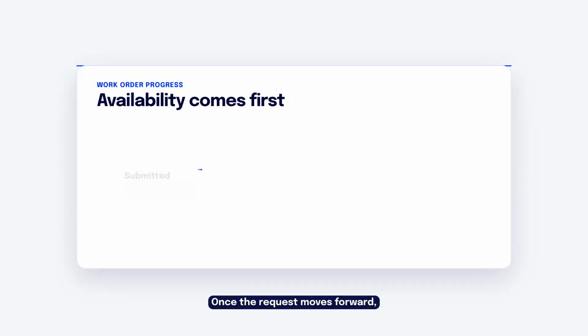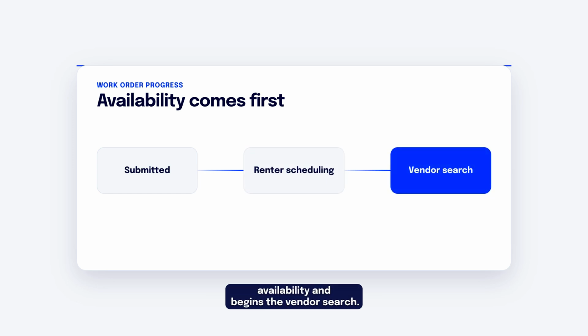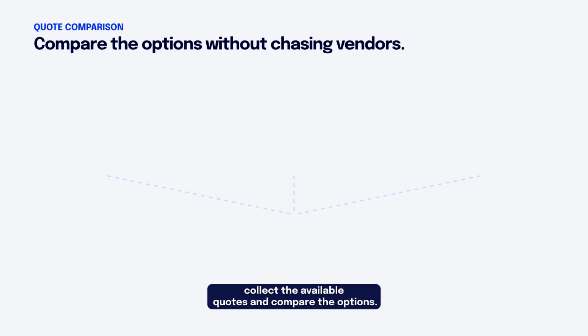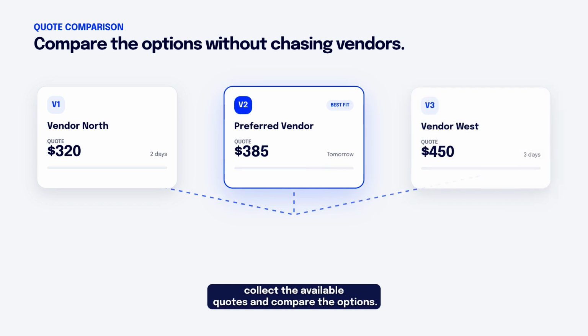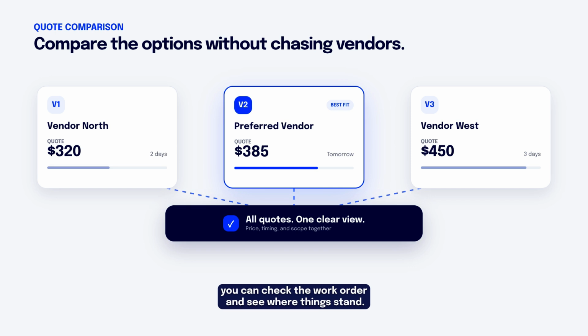Once the request moves forward, ShadowKey confirms the renter's availability and begins the vendor search. If you've added preferred vendors, we'll prioritize contacting them first. If they aren't available, or if you haven't added any, ShadowKey searches for local vendors in the property's area. We manage the outreach and follow-up, collect the available quotes, and compare the options. Instead of chasing several vendors yourself, you can check the work order and see where things stand.